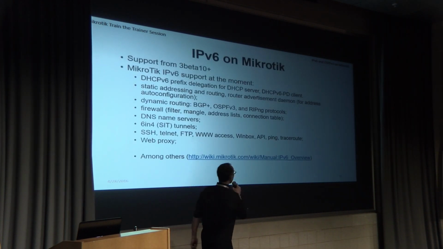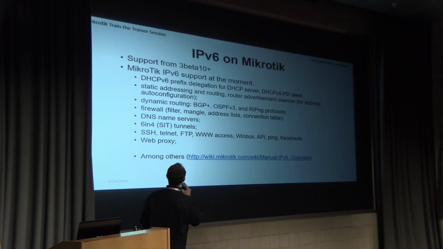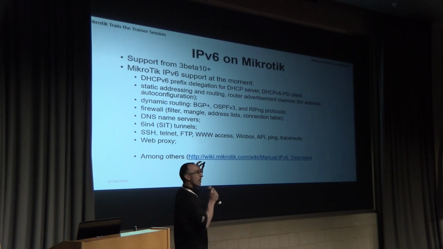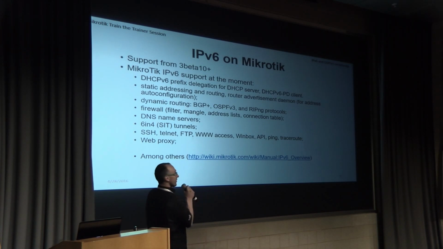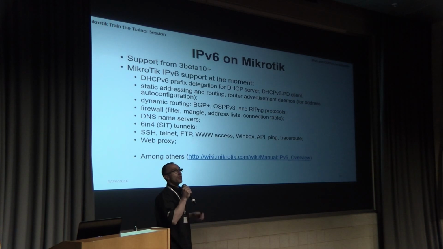These are the features you will find available through MikroTik: DNS, 6in4, SSH, Telnet, FTP. Most, and when I say most, there you have a big comprehensive list taken from the MikroTik wiki. These are the features that MikroTik RouterOS currently supports for IPv6: DNS, firewall filters. You can do firewalling with IPv6, which is something you should consider.